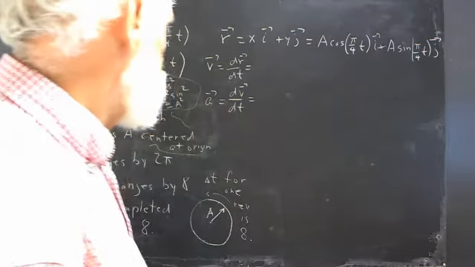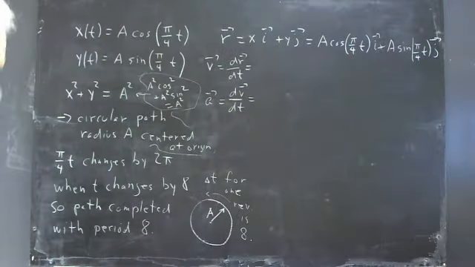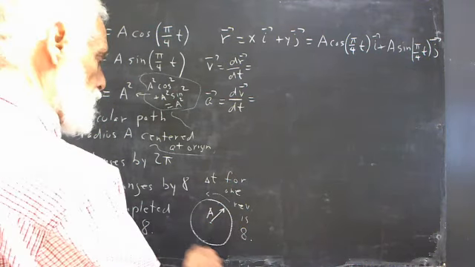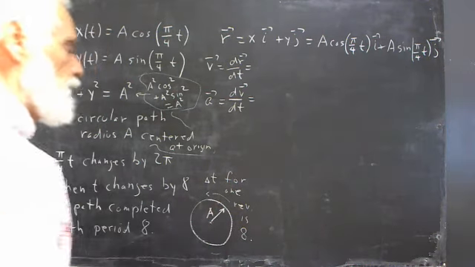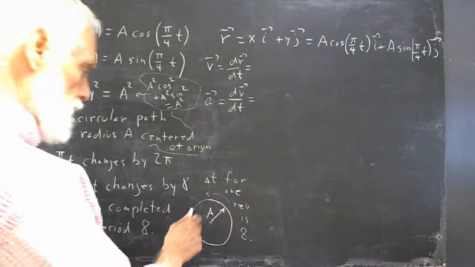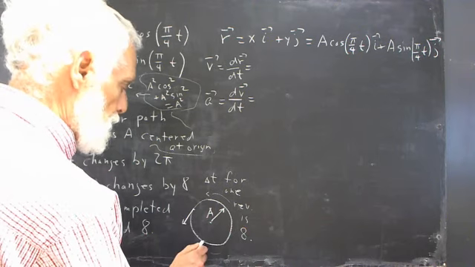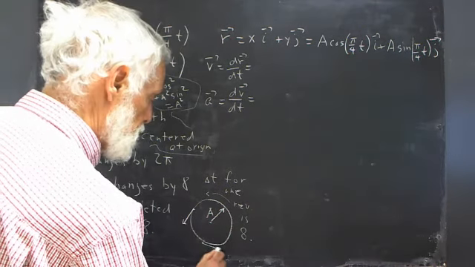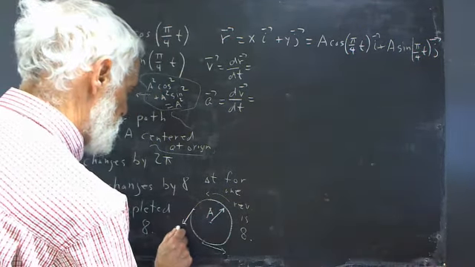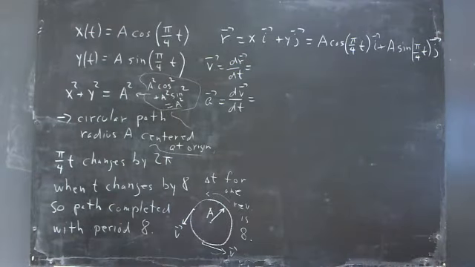Okay, well, let's calculate the velocity and acceleration vectors. Now let's think about it for a minute. We have a point moving around this circle. What's its velocity? Its velocity at every point is going to be tangent to the circle, so at any point we want to draw a velocity, we're going to draw a vector tangent to the circle.